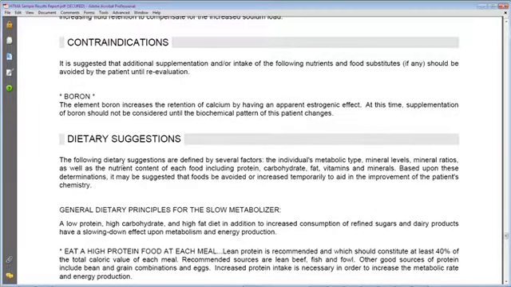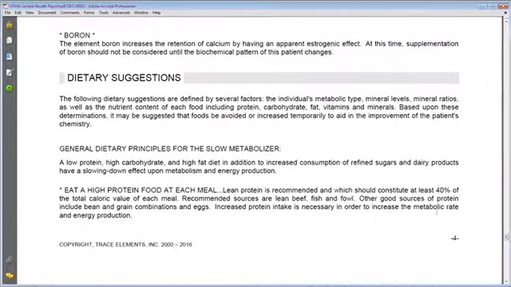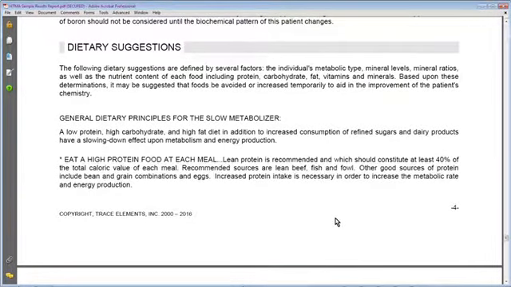Dietary suggestions. The following dietary suggestions are defined by several factors: the individual's metabolic type, mineral levels, mineral ratios, as well as the nutrient content of each food, including protein, carbohydrate, fats, vitamins, and minerals. Based upon these determinations, it may be suggested that foods be avoided or increased temporarily to aid in the improvement of the patient's chemistry. Yes, that's what we like, improvement in our chemistry.